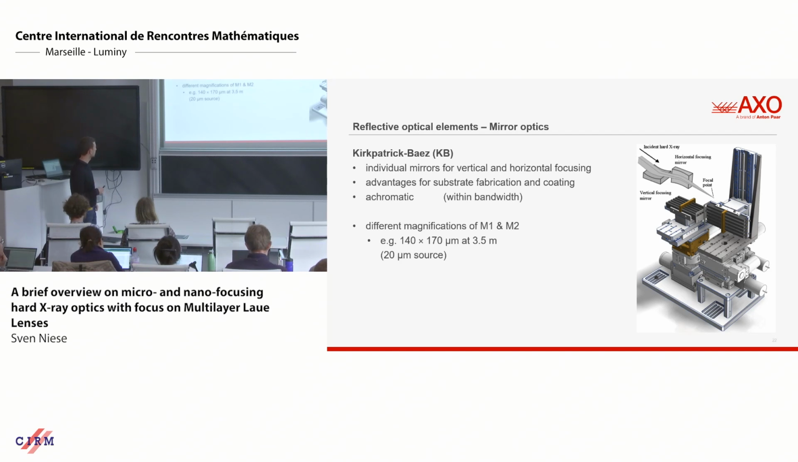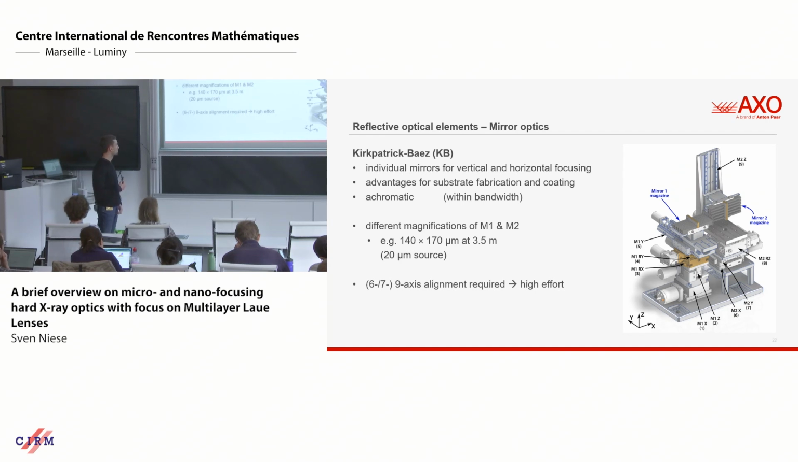They are achromatic if you stay within the bandwidth of the optics, so as long as it still reflects. You have to live with a different magnification of both mirrors, because somewhere here is the source, somewhere there is the focus. And since there is a certain amount of space between the two, the first one is more magnifying than the second one, or demagnifying. So for example, with a system we built in the past, we transferred a 20 micron source to a 140 times 160 micron focus at 3.5 meter from this system.